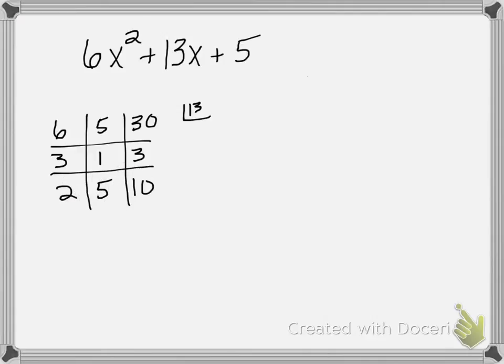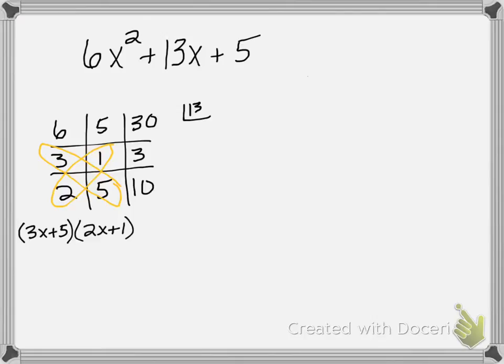Now remember, I cross circle them, and this is my x column, and this is my constant column, or my coefficients and my constants. So this means I have 3x plus 5, because I have a 3 circled with a 5, and I have 2x plus 1, because I have a 2 circled with a 1. So two factors of 6x squared plus 13x plus 5 are 3x plus 5 and 2x plus 1.